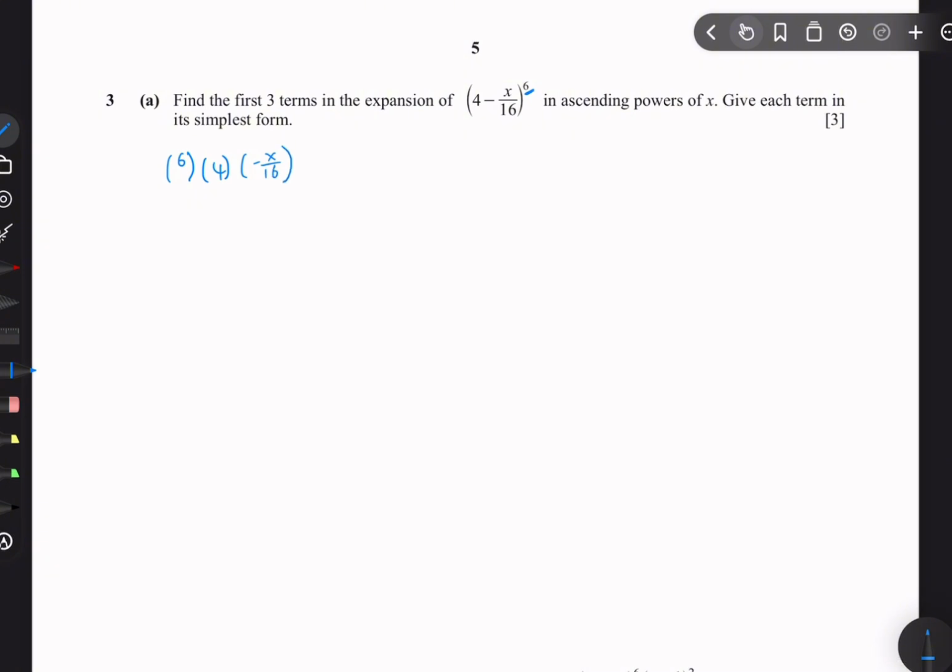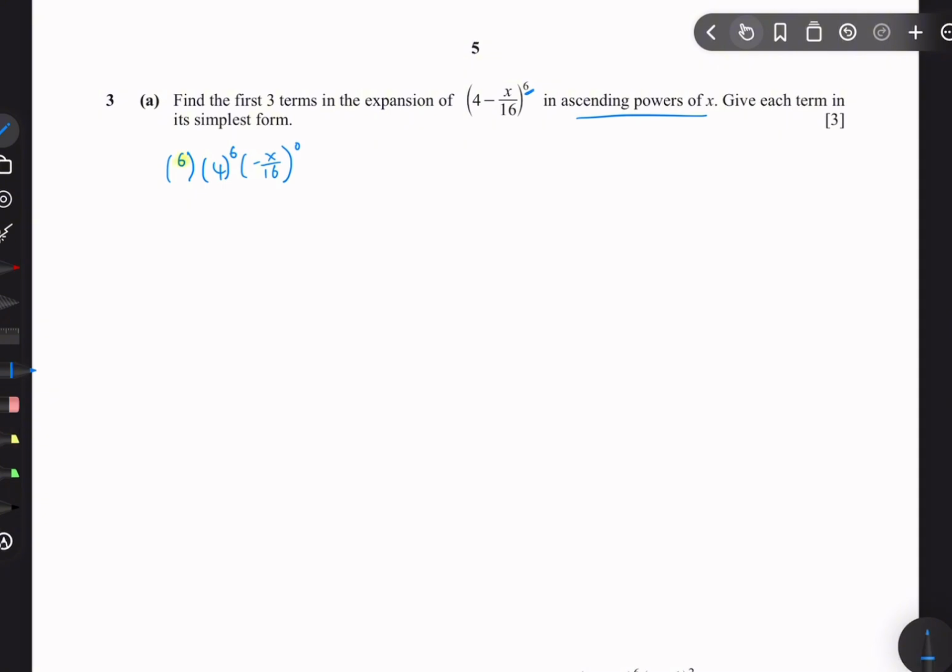Okay, so the question wants the first three terms in ascending powers of x. So that means the power on the minus x over 16 must first be 0. Therefore, the power will be 0, so that it wouldn't give us an x value. And when the power here is 0, the power of 4 will be 6, because both of the powers must add up to be the same as this value.